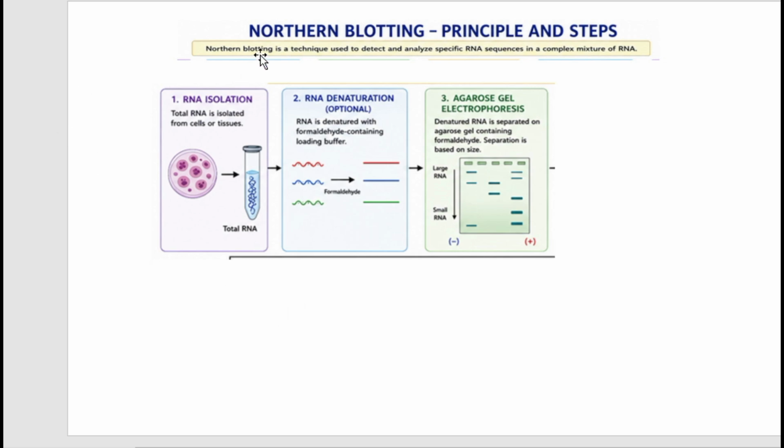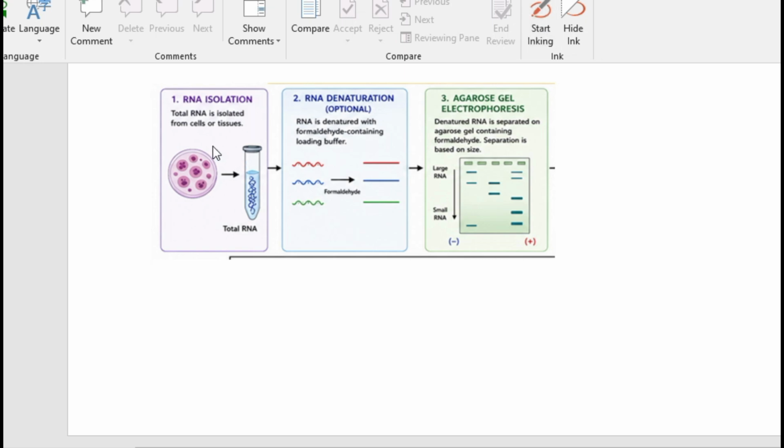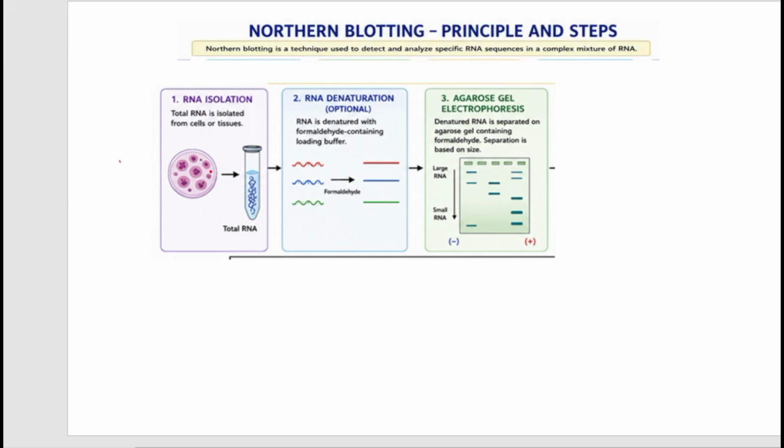So in this northern blotting, like you can see here, the first step is the isolation of the RNA from the cell or the tissue. Next is the RNA denaturation. So this RNA will first be denatured with the help of formaldehyde, which is in the loading buffer, because the RNA contains many secondary structures. So for preventing the secondary structure, it needs to be treated with formaldehyde.